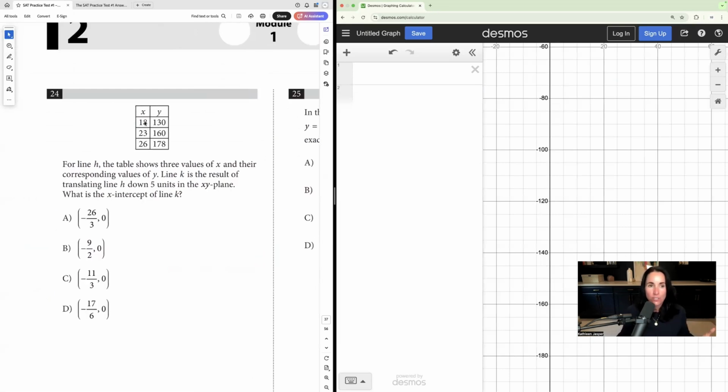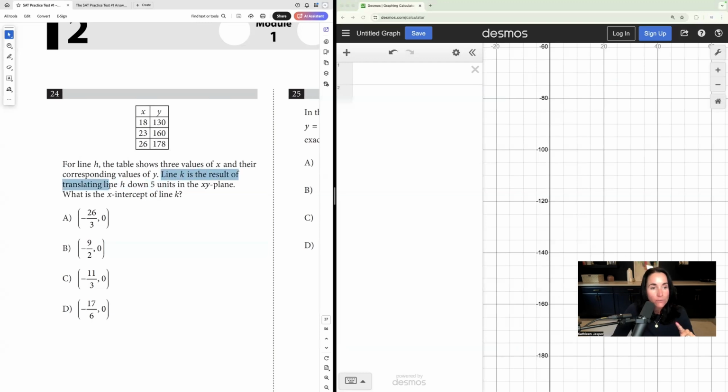Now, let's say you get a question like this, where you have a table and you're like, oh God, and doing this by hand is going to take forever. There is a by-hand way. You can find the slope and then figure out the y-intercept and then move it down 5 and all of this, or you can just use the Desmos calculator. So really quickly, I always like to work backwards. I can see I have a table here. I can see all of my answer choices are negative and they're in fraction form. This is a classic SAT move. And I have this here.